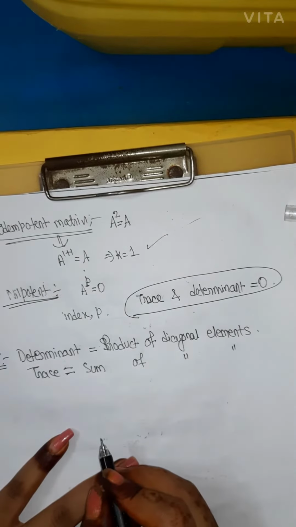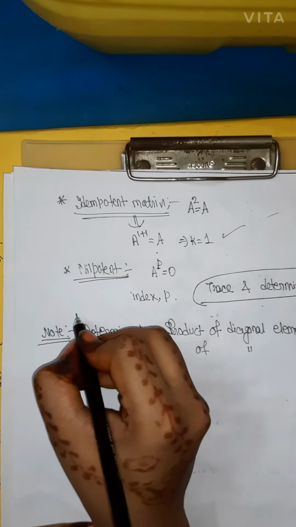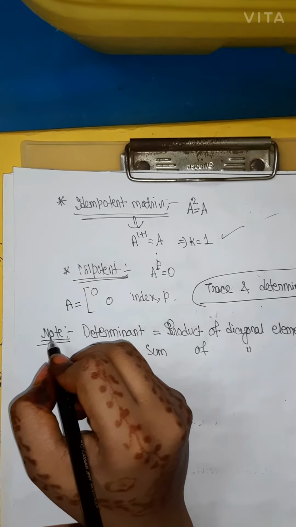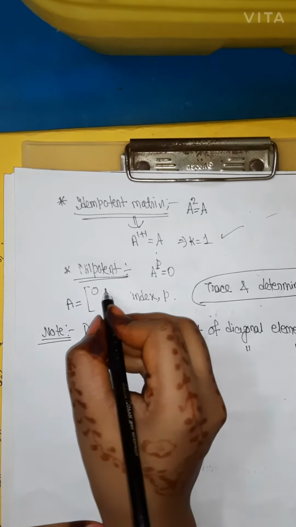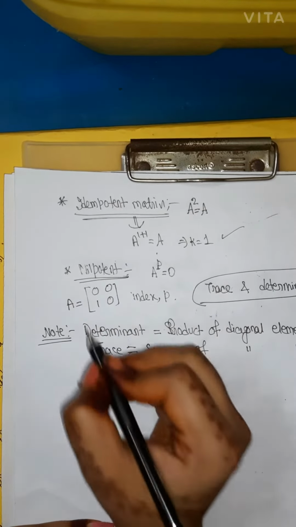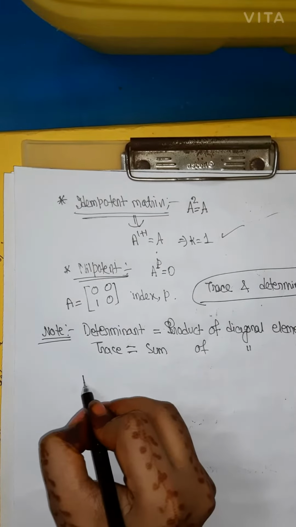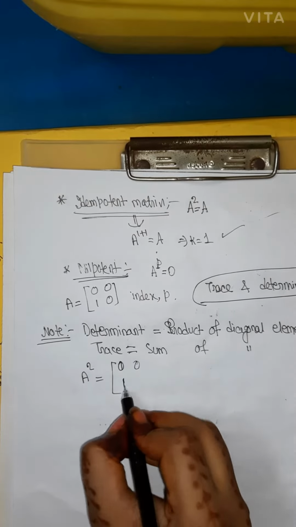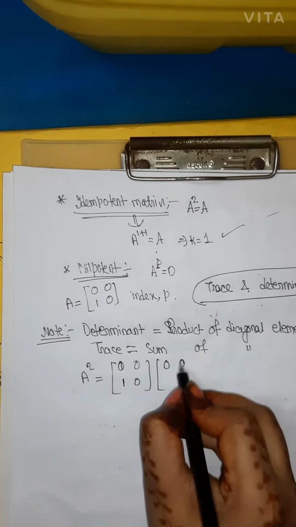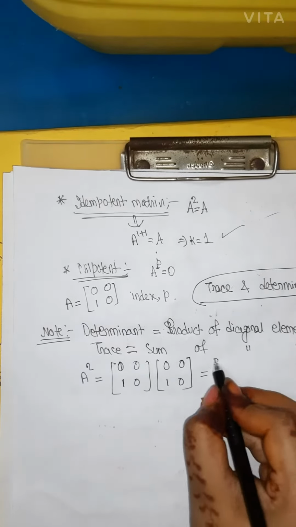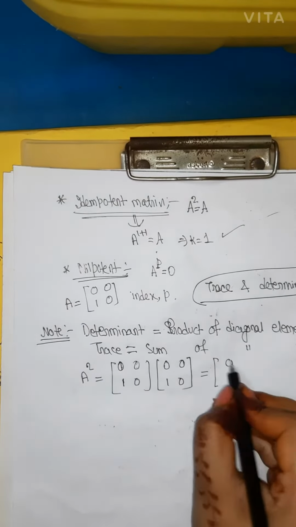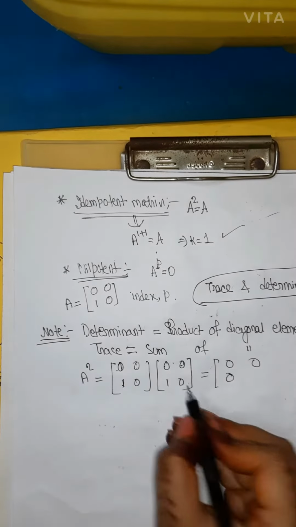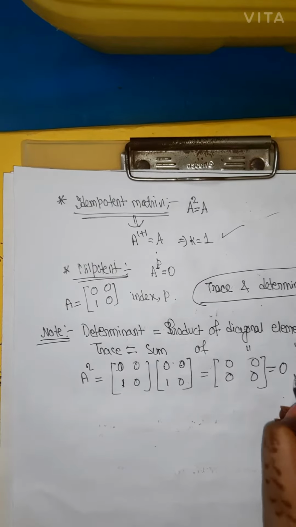Let us say a 2 cross 2 matrix A. So we will have 0, 0, and one other element must be 0. Let us say here 0 and 1. Now if we take A square, what will that be? 0 0 1 0 multiplied by 0 0 1 0. What you will get is 0 0 0 0. So it is always equal to 0. That is a null matrix.